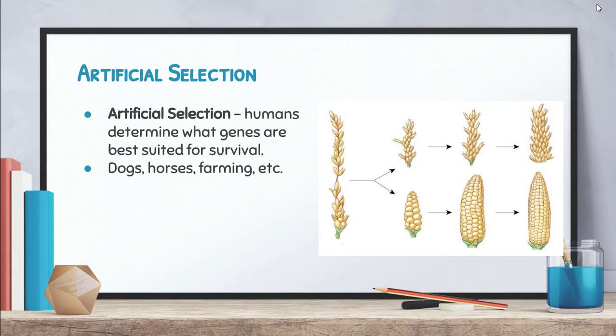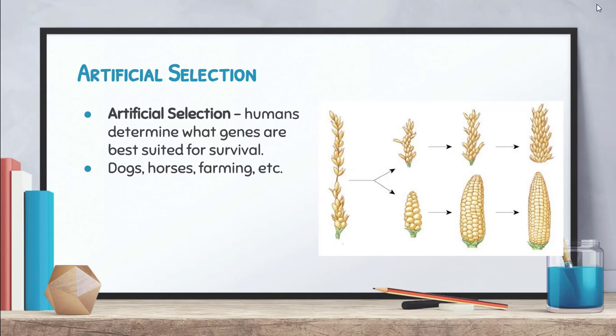Now, we can take advantage of this. So for example, artificial selection. Humans determine what genes are best suited for survival. If we take a look at the example here, corn and farming is an excellent example of this. Farmers buy seed from companies that ensure that they get high yield. They get the most crops that they could possibly get. And so over time, they have taken the plants that produce the most yield, produce the most crops, and then they breed them together to produce offspring that will produce a lot of corn.